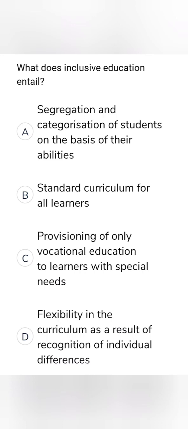Our next question is, what does inclusive education entail? Option number first, segregation and categorization of students on the basis of their abilities. B, standard curriculum for all learners. C, provisioning of only vocational education to learners with special needs. Option number D, flexibility in the curriculum as a result of recognition of individual differences. Option number D is right. Flexibility in the curriculum as a result of recognition of individual differences.